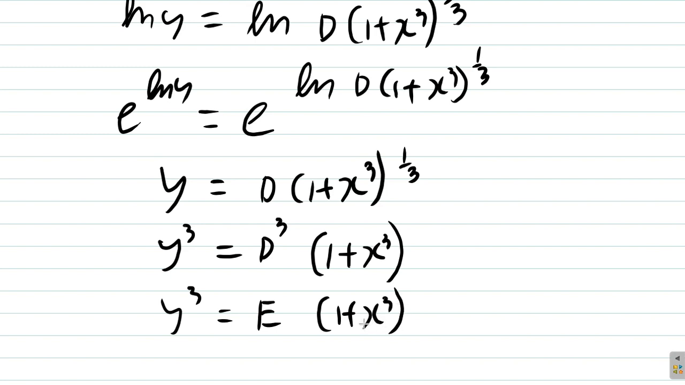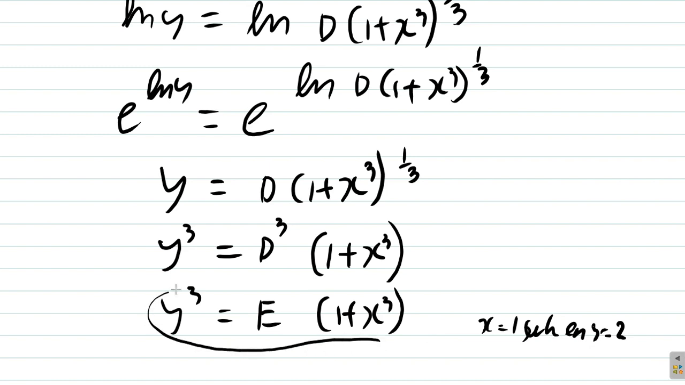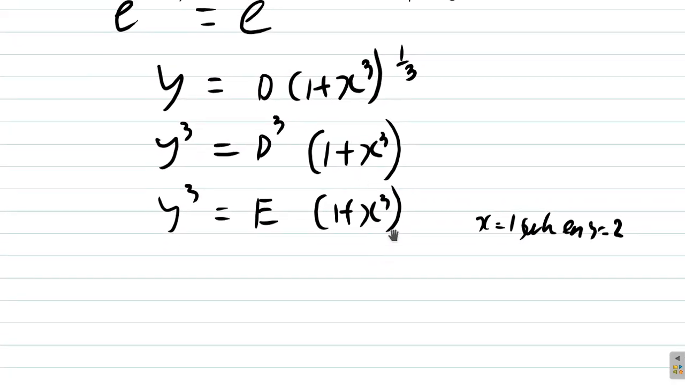Now, sometimes you're given a certain condition. Like, for example, x equals 1 when y equals 2. Now, what do you do with this? First, this, you see, is what is called a general solution, because you don't know what e is. But if you're given a value for x when you have another value for y, then what you can find is the particular solution. So you can find a value for e.